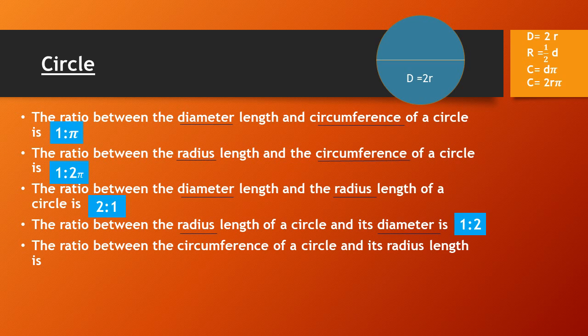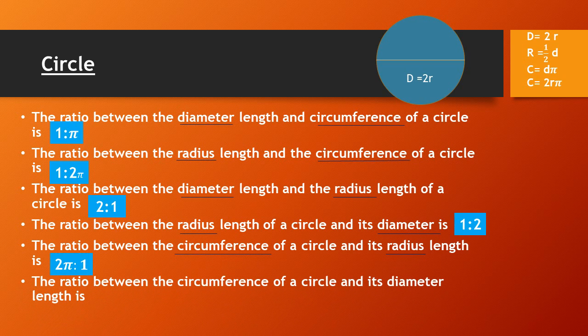The ratio between the circumference of a circle and its radius. Don't forget, if the radius is 1, then the circumference will be 2 pi. Then I told you to find the ratio between the circumference at first. So it's 2 pi to 1. The ratio between the circumference of a circle and its diameter. If the diameter is 1, the circumference will be pi. But I told you the ratio between circumference at first, then the ratio will be pi to 1.